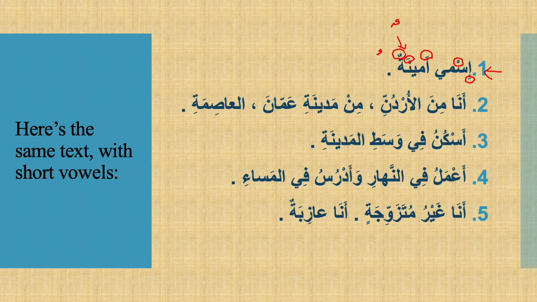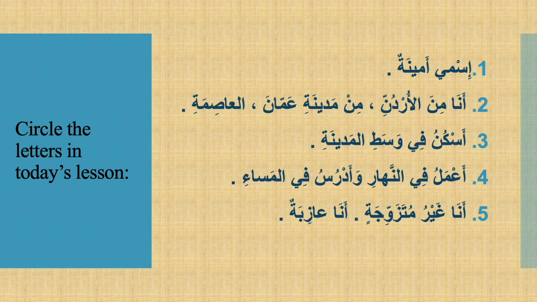Let's see if we can find a short u. Do you see one in line 2? Where's the first short u you see? Right here, very good. And then there's another one here, right? And there's a short I, another short I, right there. Okay. All right, so you get the idea. A, u, I for short vowels.